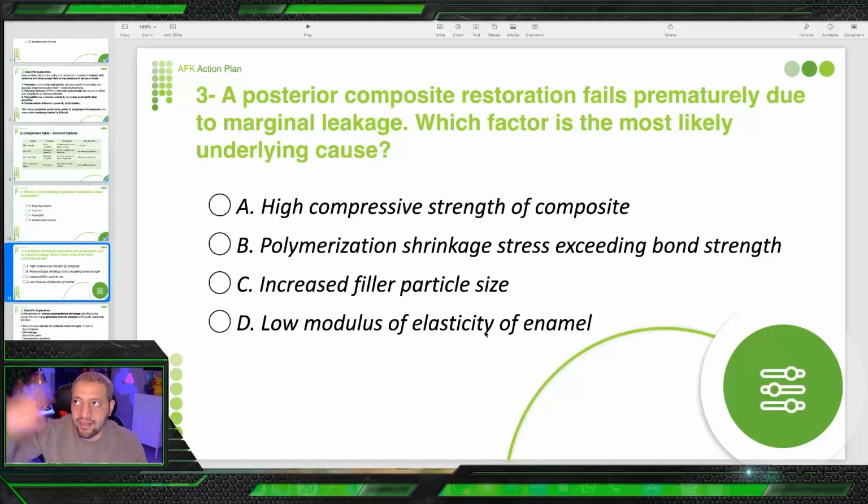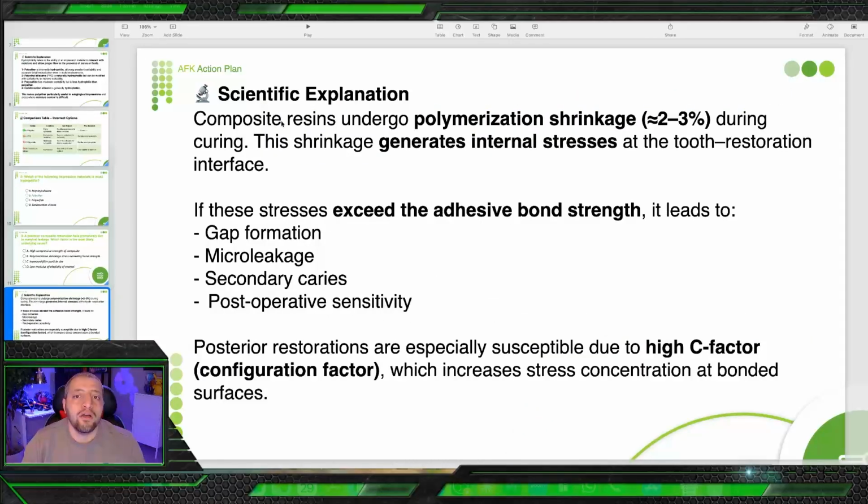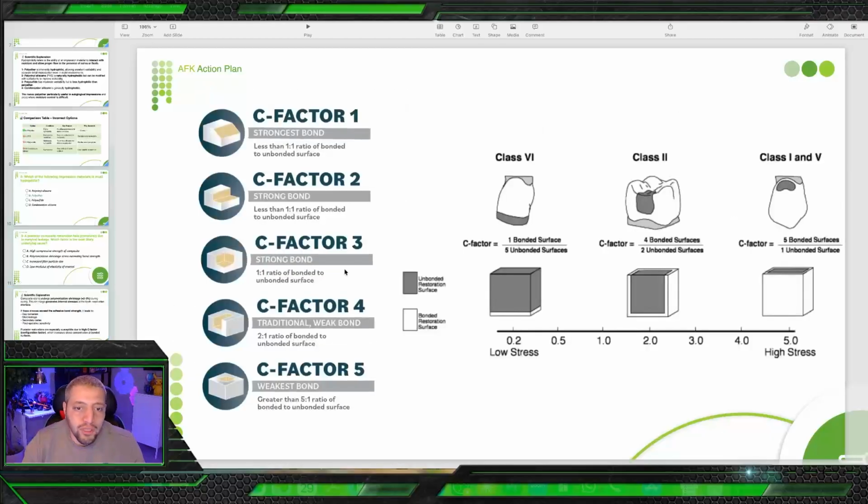This is slightly outside our context. So let's understand what's happening here. Composite resin undergoes polymerization shrinkage, usually between 2 to 3% during curing. This shrinkage generates internal stresses at the tooth-restoration interface. Because when you put the composite inside the cavity and apply the light cure, the light cure leads to polymerization, so the composite shrinks away from the surface, ending up with a weak bond in this area.